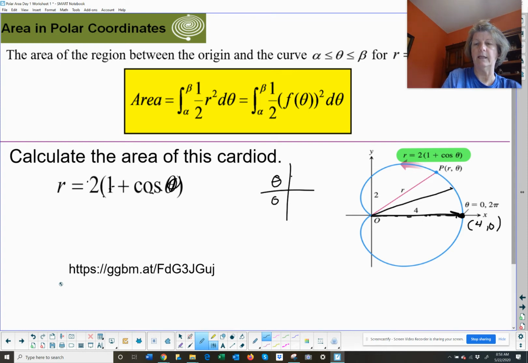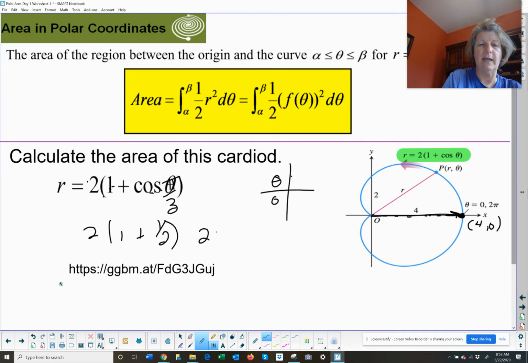Let's see, where's cosine kind of nice? Let's do cosine of pi over 3 because that's kind of a nice value. Pi over 3. Well, that turns out to be 1/2 plus 1 times 2, so I'd have 2 times 3/2 or 3. So at pi over 3, I would be up here at 3.